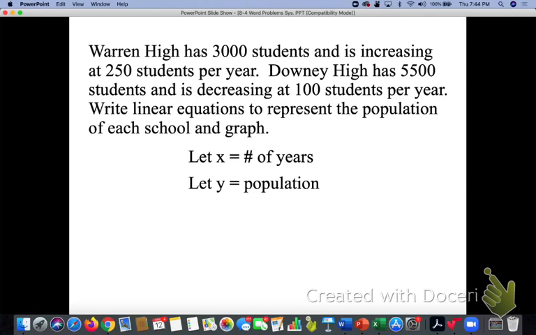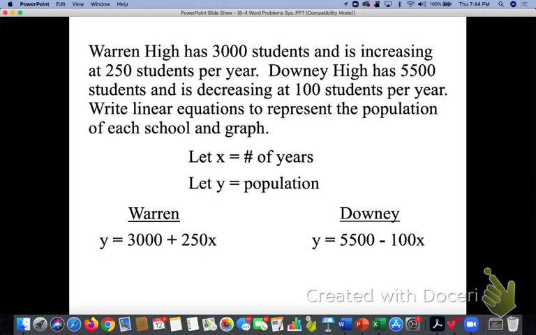Now let's check our work. For Warren, we have y equals, our starting amount was 3,000, plus 250x. And for Downey, hopefully you got y equals 5,500 plus 100x. Now if you had written that y equals 250x plus 3,000, that's correct too. You can have it in slope-intercept form.